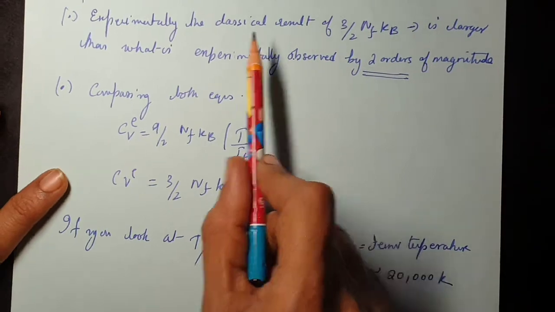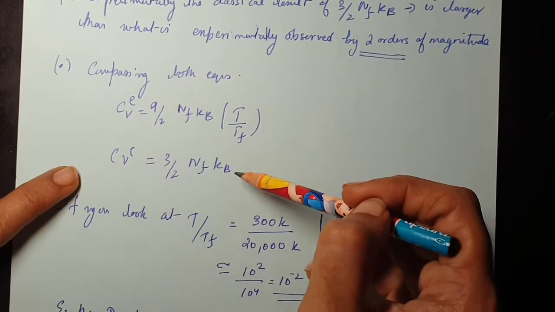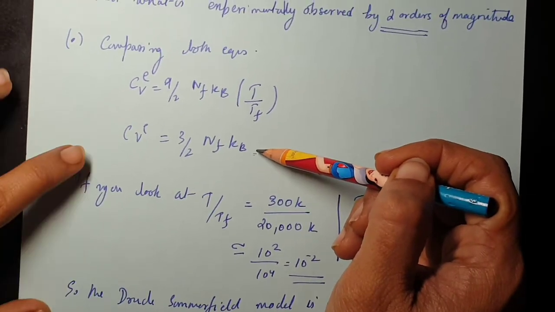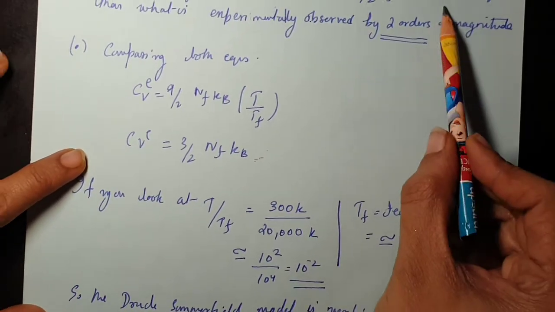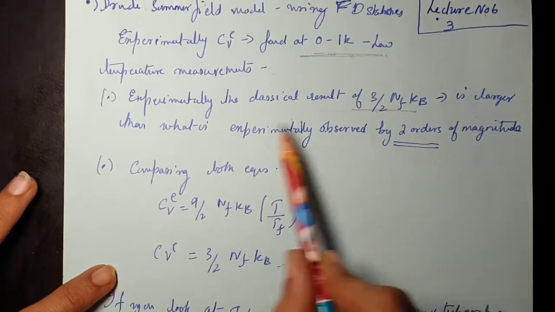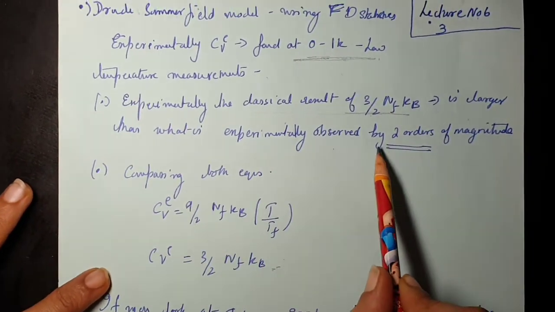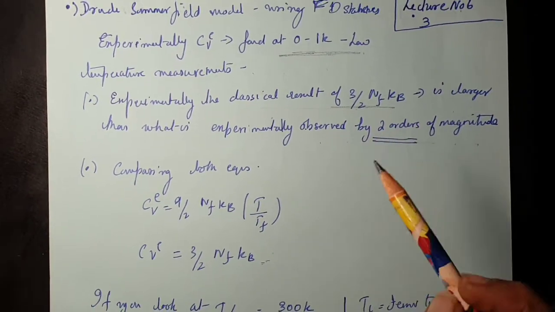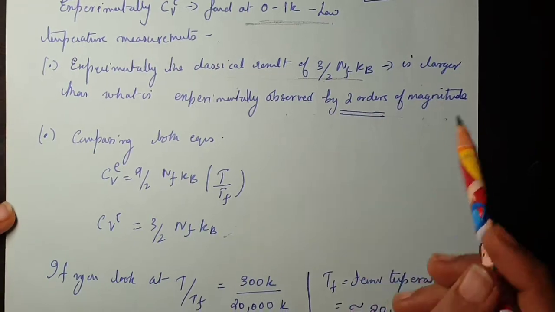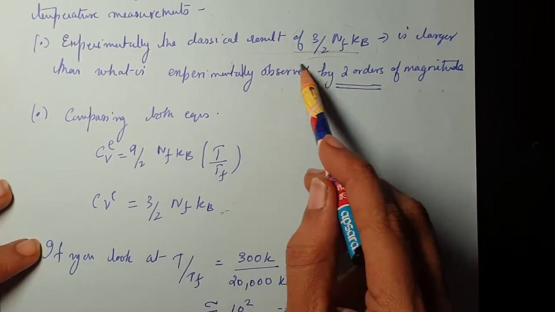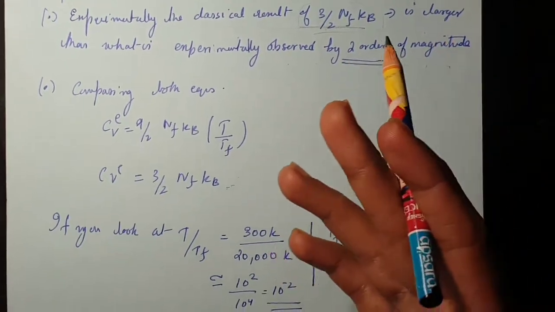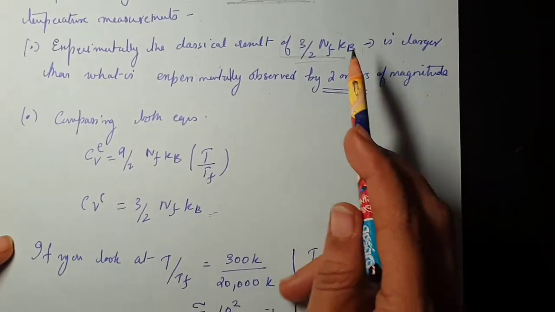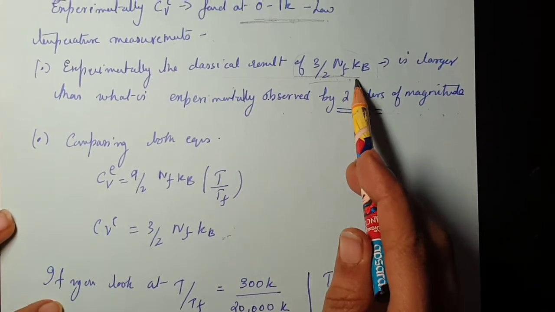Now what is the problem with this classical theory? This formula shows a result that is larger than what is experimentally observed by 2 orders of magnitude. So experimentally we observe some value of electronic specific heat, but using this formula, if it is supposed to be 1, it is showing 100. So by 2 orders of magnitude it is increased using this formula.